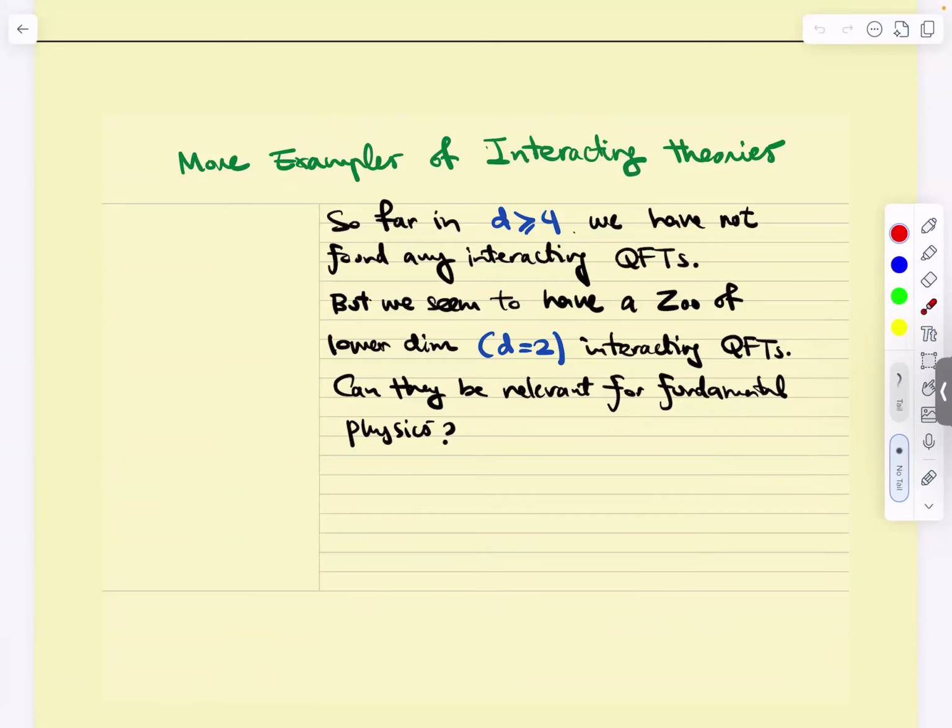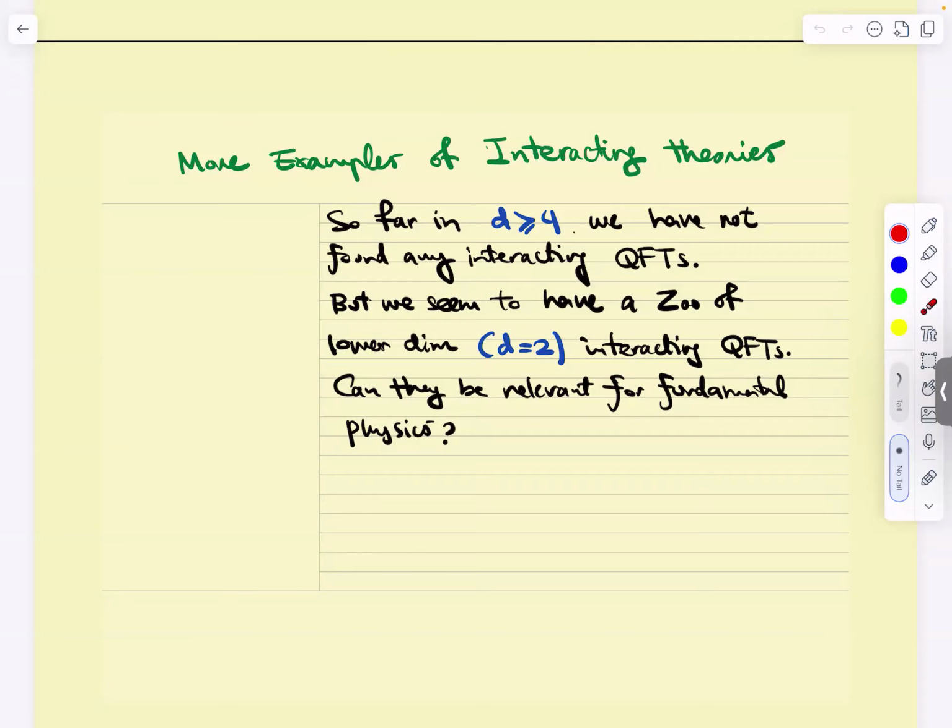So more examples of interacting field theories is what we want to do. We haven't found so far any interacting theories in 4 dimensions and above, but we seem to have a zoo of lower dimensional quantum field theories, in particular in D equal 2. Why do I say that?